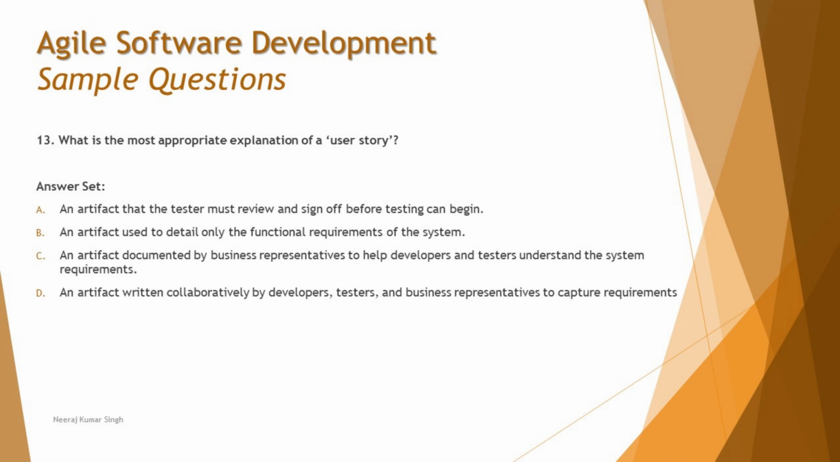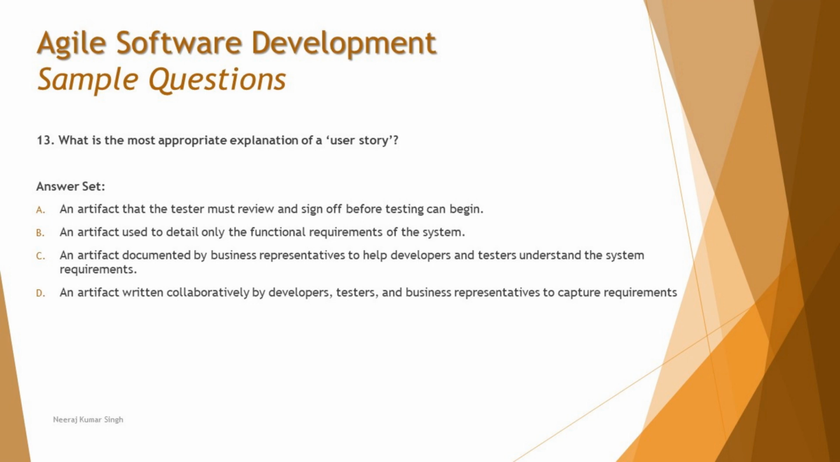B, an artifact used to detail only the functional requirements of the system. Hey, that's where traditional is different from agile. In traditional, we used to write separate documentation for functional and non-functional, but when it came to user stories, we write a common short paragraph, which includes every parameter of a functionality or a feature, like functional attributes and non-functional characteristics as well within the same story, if in scope. So the user story should include both things. So that's again not the most appropriate definition of a user story.